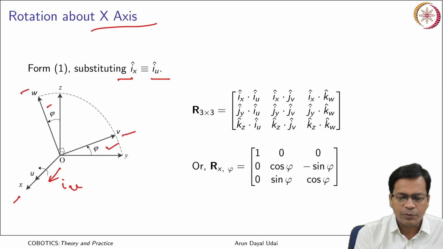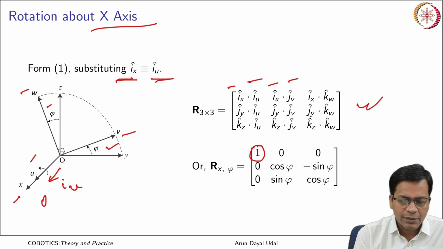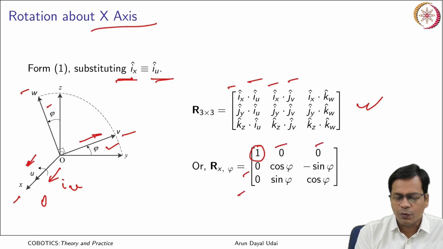Now if I substitute Ix equal to Iu in this general rotation matrix, the angle between Ix and Iu is 0 degree. Those two are unit vectors, so Ix dot Iu will give you 1, since the angle between them is 0 degree. Now let us look at Ix and Jv. Ix is here, Jv is here, the angle between them is 90 degree, which should give me 0, 0, 0 and 0.